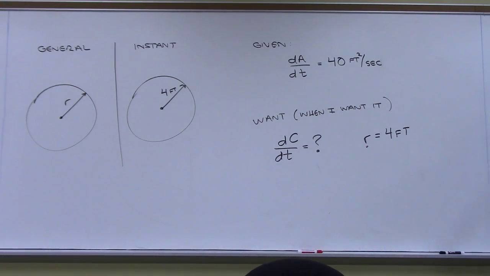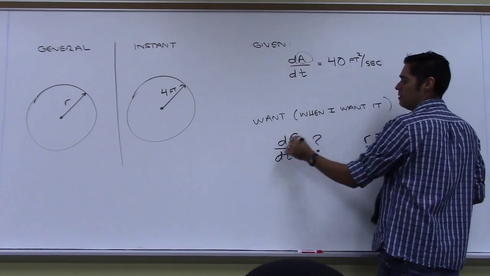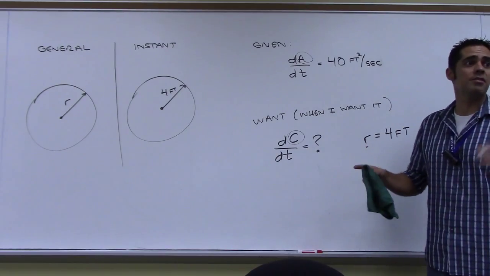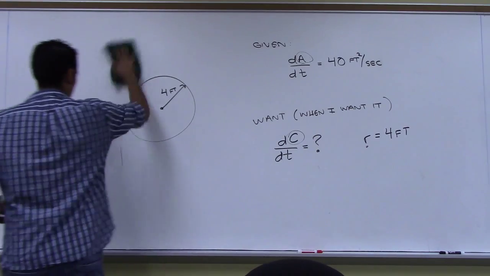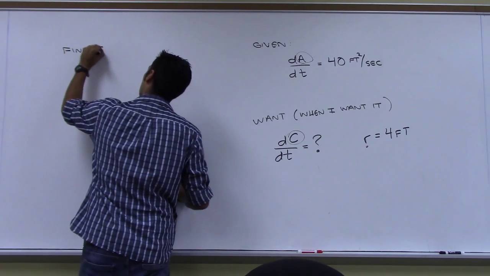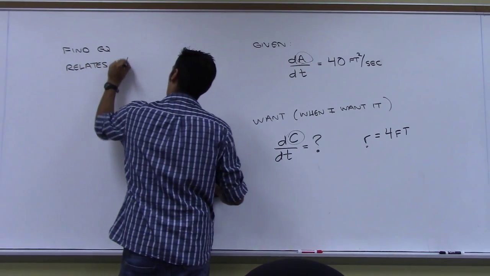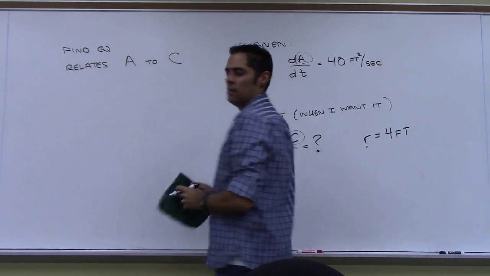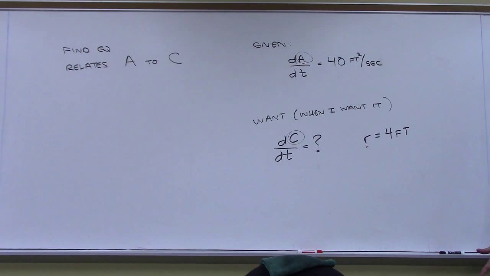Where are we at? Back table here. What would be the next step? Finding an equation that has both of them. Okay, find an equation that relates A to C. We've got to relate those quantities together so that we can relate their rates together. Uh-oh. I need to try and find an equation that relates A to C. And unfortunately, we don't have one, right? Not one that we are very familiar with, right?